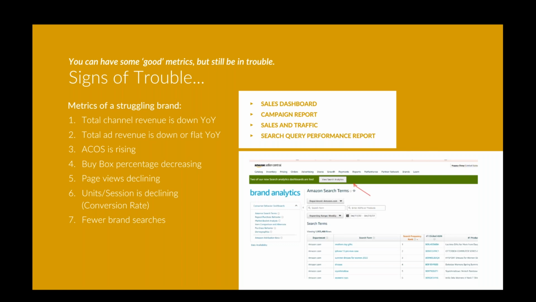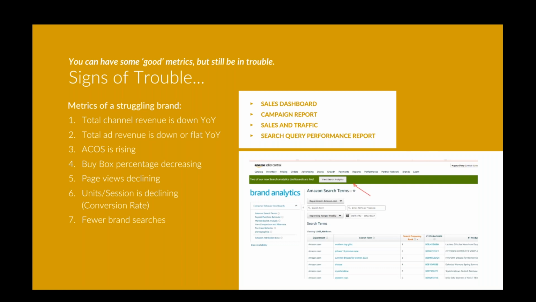The campaign report in the advertising portal is a great way to look at our performance by ad type to see if we are growing in sales, if our ACOS is improving or declining, if our impressions are improving or declining. Sales and traffic would be the location under the business reports where you can look at page views and unit session percentage by ASIN to really get a good idea of what's going on at your product level.